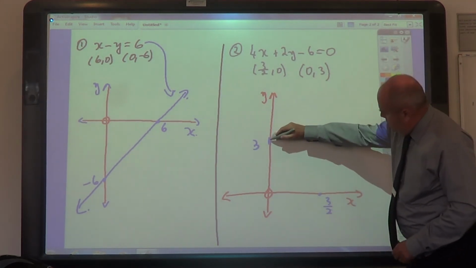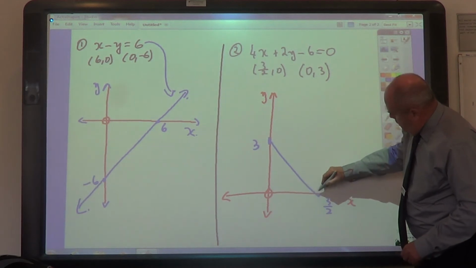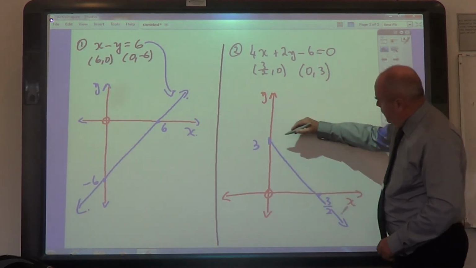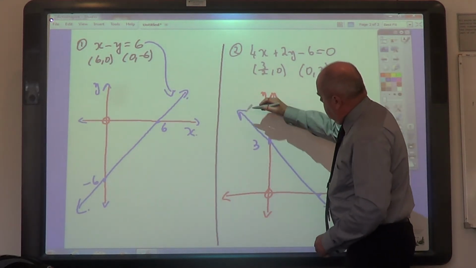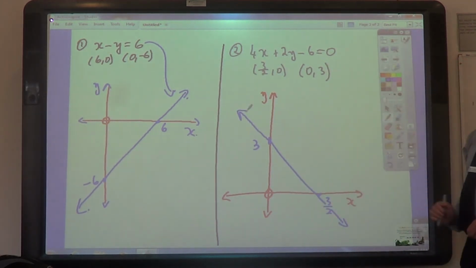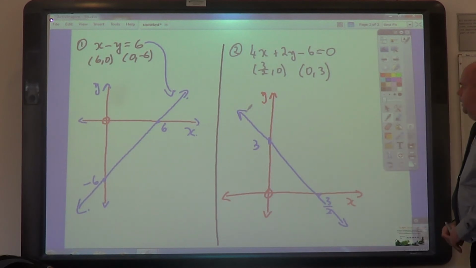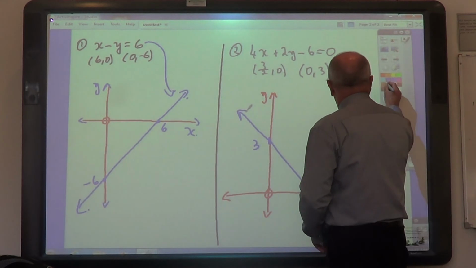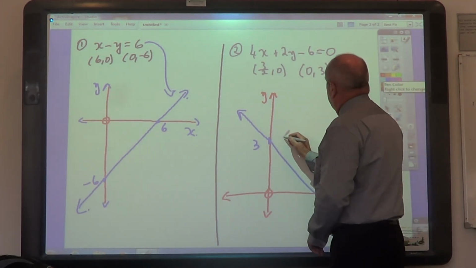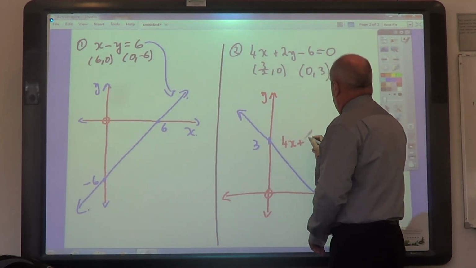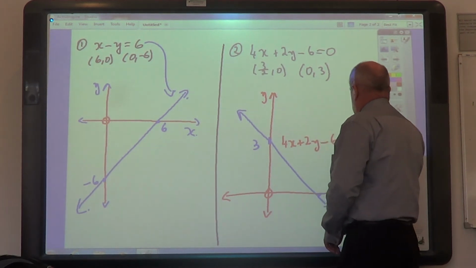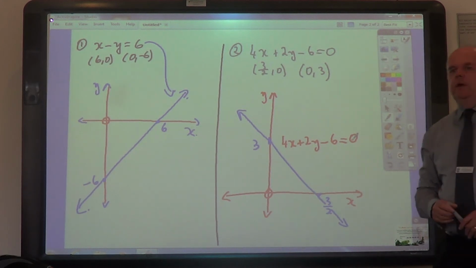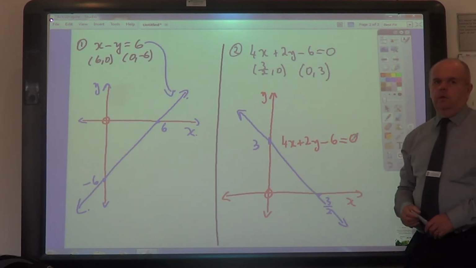And again, I simply join the dots, produce the lines, which means extend them in both directions, arrows indicating that this line goes on forever, has an infinite domain and range for that matter, and all I need to do is label it. And I might just do that properly this time. So 4x plus 2y minus 6 equals 0. And that's how you plot lines using the x, y intercept method. Thank you.